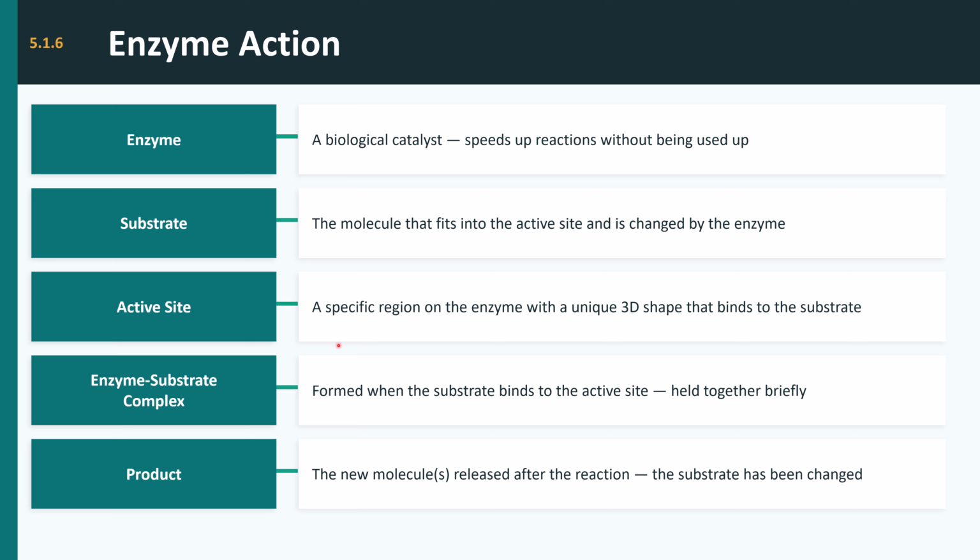Active site: a specific region on the enzyme with a unique 3D shape that binds to the substrate. Enzyme-substrate complex: formed when the substrate binds to the active site, held together briefly. Product: the new molecules released after the reaction. The substrate has been changed.